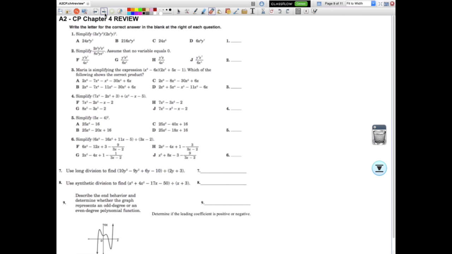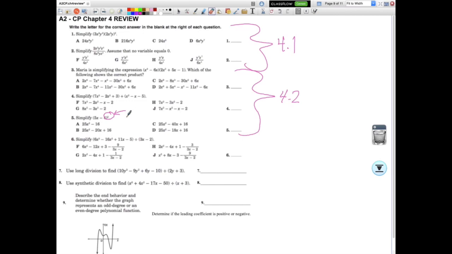It actually was last year's test. We redid it this year. So you can see you're going to have a couple problems that are exponent rules. That's these first two here. This is section 4.1. You're going to have a couple problems that are going to be adding, subtracting, and multiplying. So we have 3 of those here.